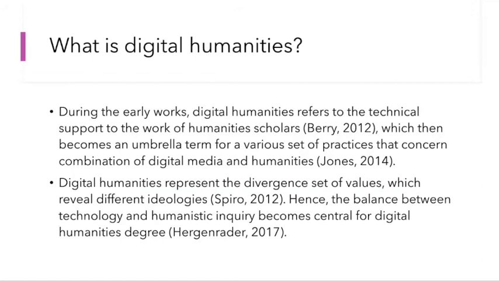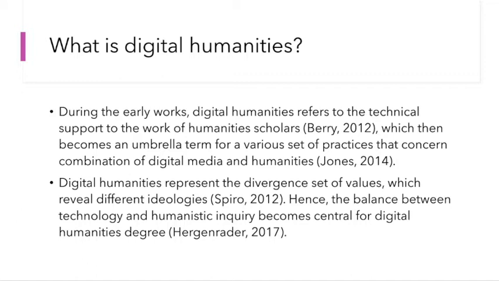Before we go into deep analysis and discussion, let's take a look at some literature, especially to discuss the concepts. The first concept we're going to discuss is digital humanities. During the early works, digital humanities referred to technical support for the work of humanities scholars. It looked like library and source of information, which then became an umbrella term for various sets of practice that concern the combination of digital and humanities.